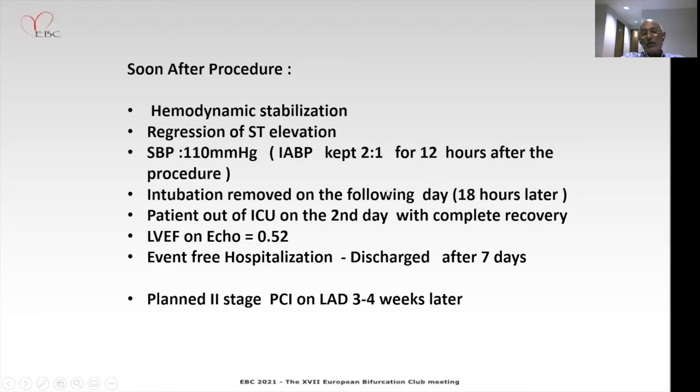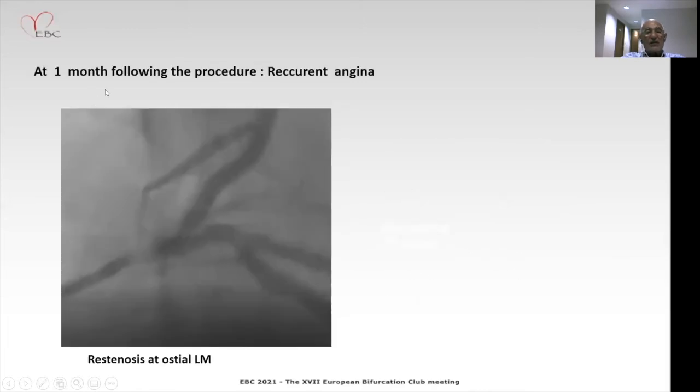Intubation was removed on the following day, that means 18 hours later. Patient was out of intensive care unit on second day with complete recovery and with a quite normal ejection fraction on echo that was 0.52, and hospitalization was uneventful, and patient was discharged after 7 days with a planned second stage procedure for LAD and right coronary artery at 3 to 4 weeks later. But we have another surprise now.